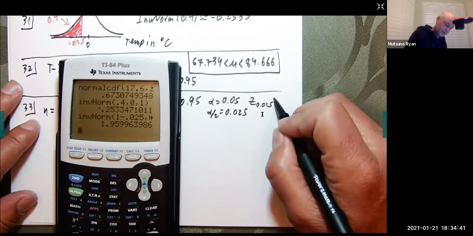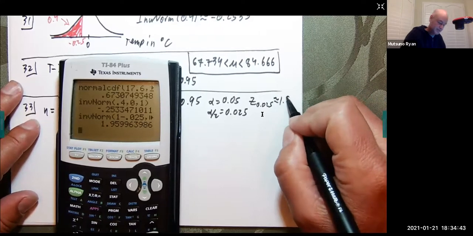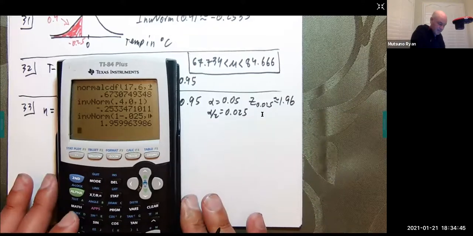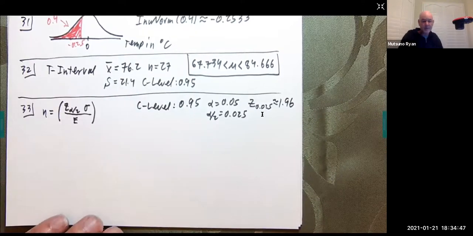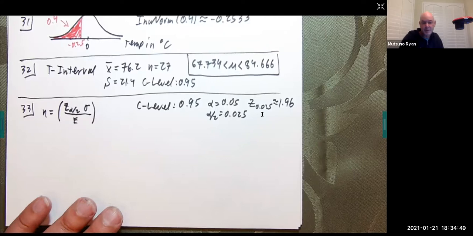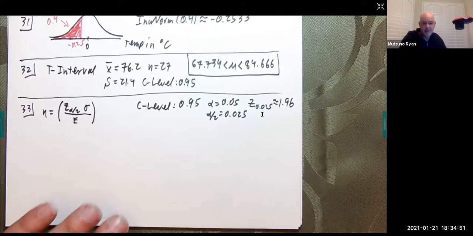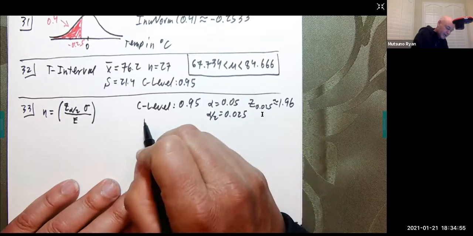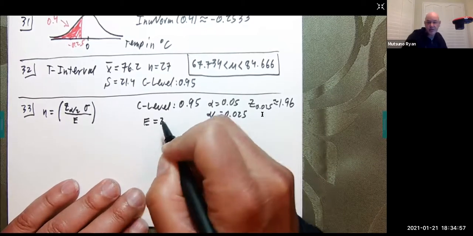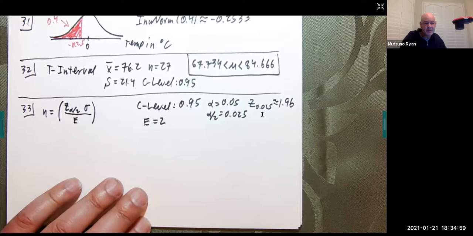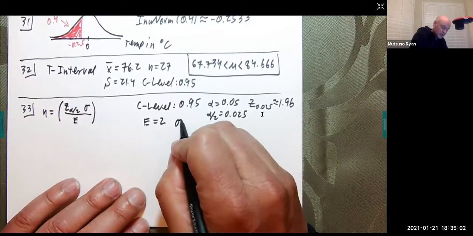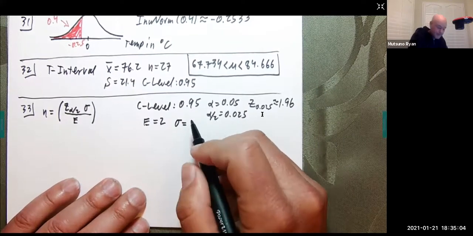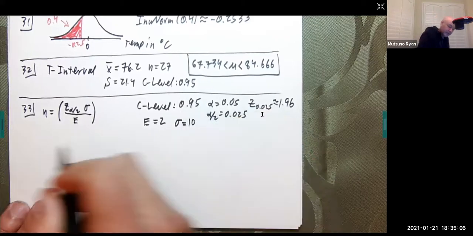That's about 1.96. All right, we are also given a 95% confidence interval. That sample mean is within 2, so that's our error, E, is $2 of the population mean, and the population standard deviation is known to be 10. Let's put everything together.